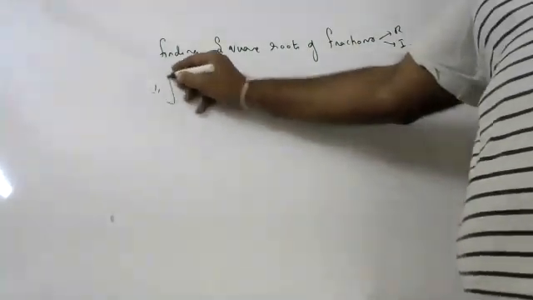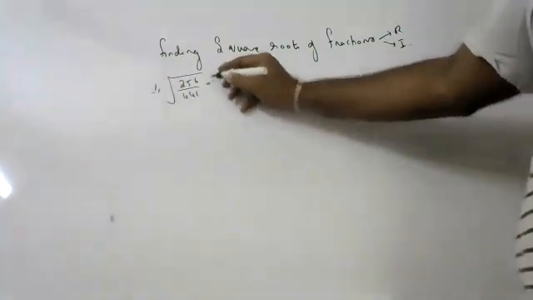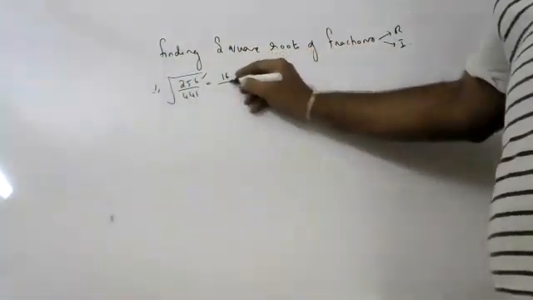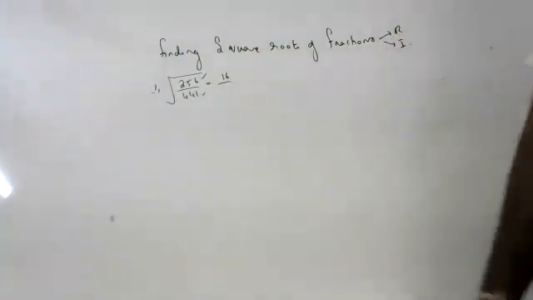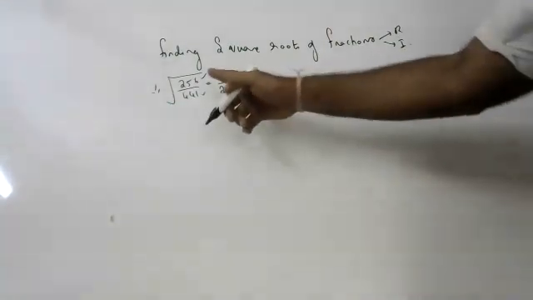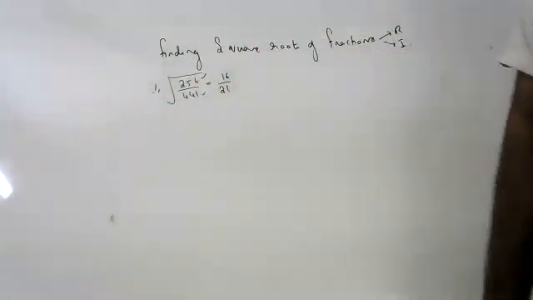Find the square root of 256 by 441. 256 is a perfect square, we all know it's 16. 441 is also a perfect square, we all know it is 21. So the answer is 16 by 21. If you know it, write that. If you don't know, do it by factorization or the division method and get the answer. That's all.